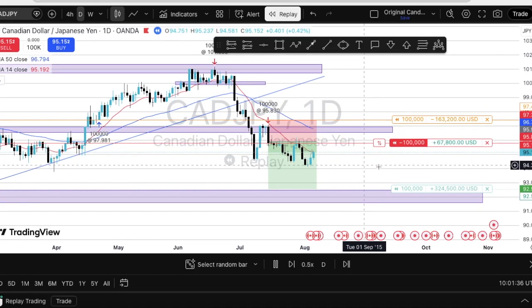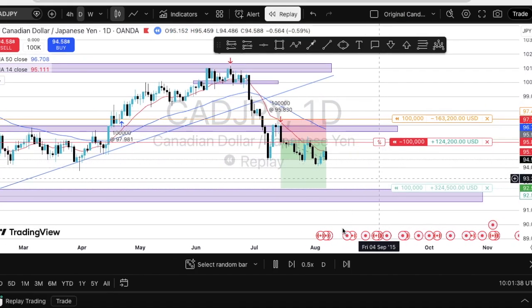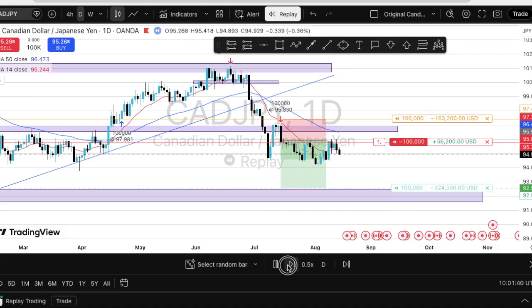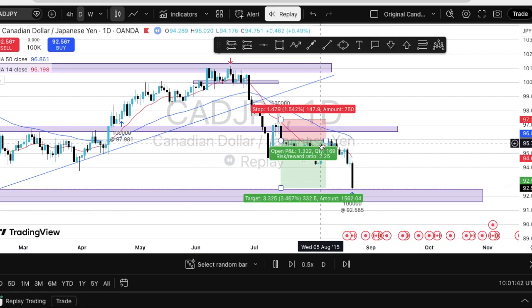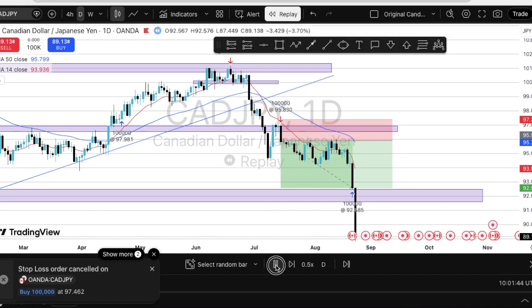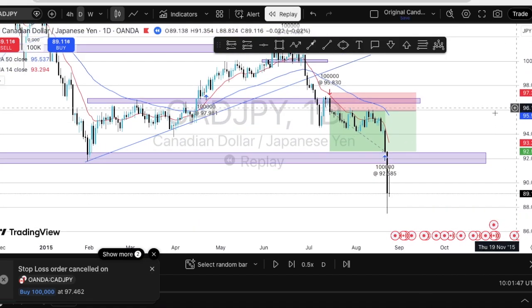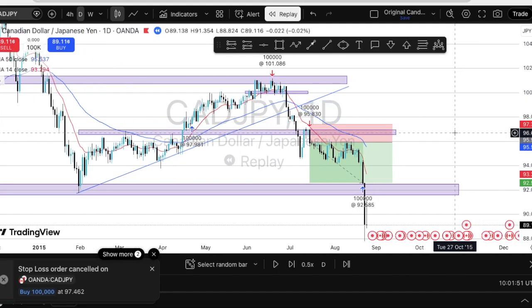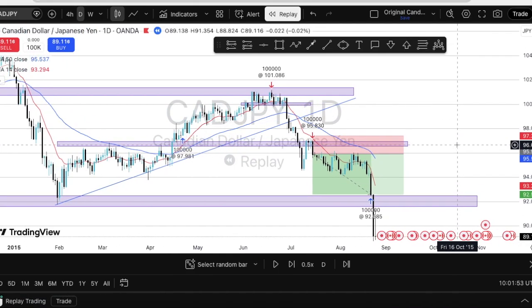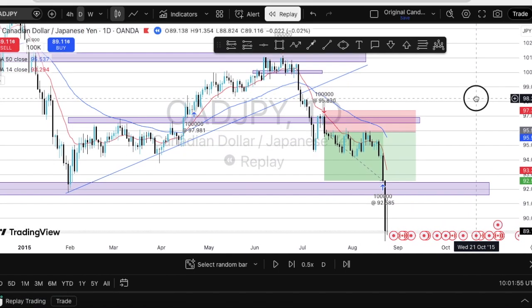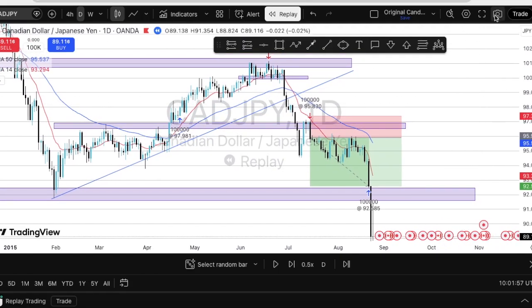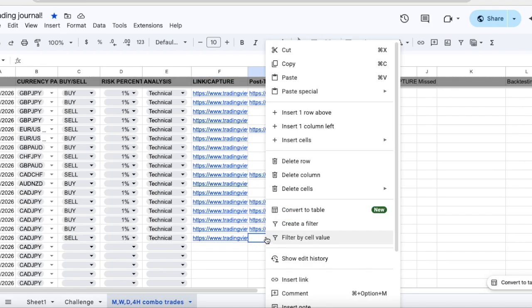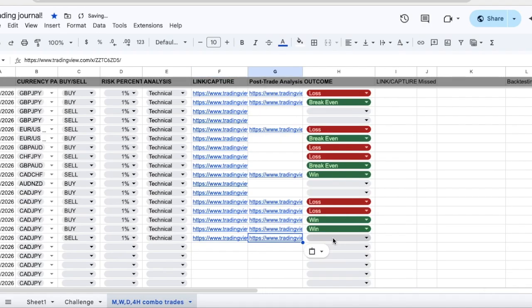All right, the market decided to give us that 1 to 2, so I'm happy about that. We are going to document this trade again. It's going to be copy link, come back here. It's going to be another win for the day.